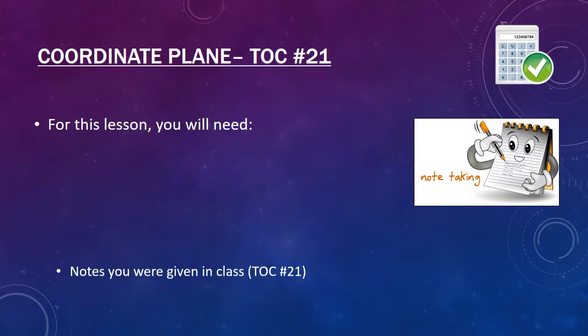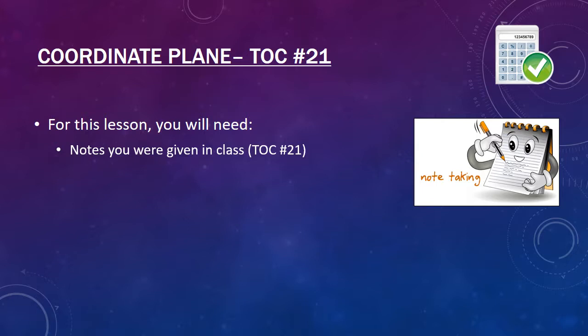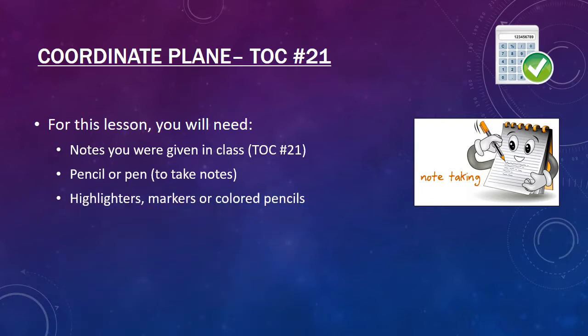For today's lesson, of course, you need the notes you were given in class. That is TOC number 21. You will need a pencil or pen to take the majority of the notes, but you will also need highlighters, markers, or colored pencils to add some colors on the coordinate grid to help you understand as we go through the lesson. And calculators are allowed for this lesson, but they're really not needed, but it is part of the calculator section on your SOL.